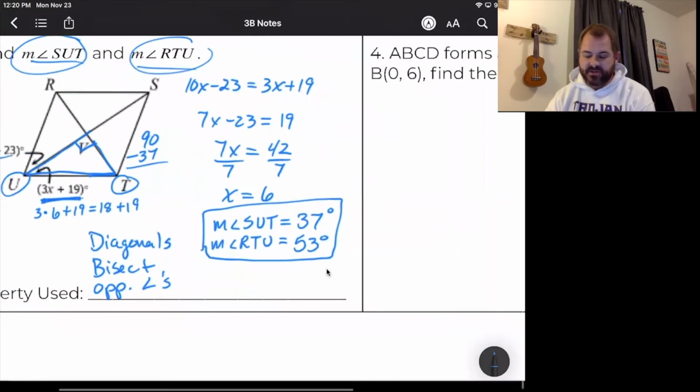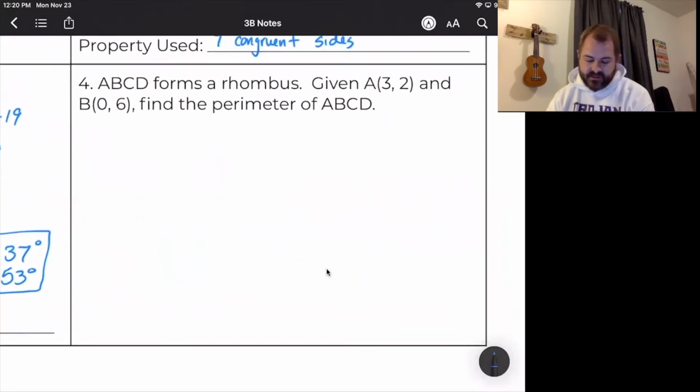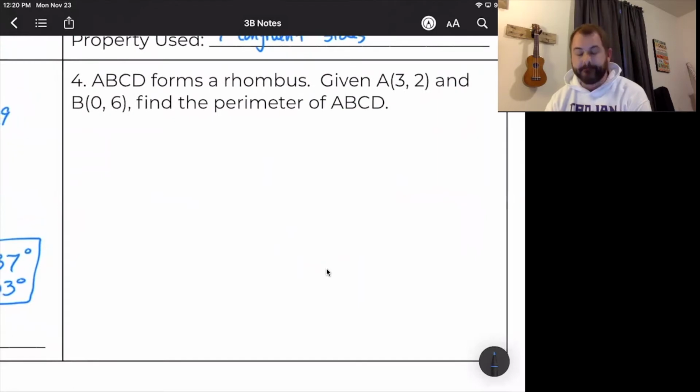Okay, here's what I want you to do. This one is a review a little bit of something we've done before. It says that ABCD forms a rhombus. For number 4 here, we are given only 2 coordinates. From those 2 coordinates, we should be able to find the length of AB. All right, and then it asks for the perimeter of the rhombus.